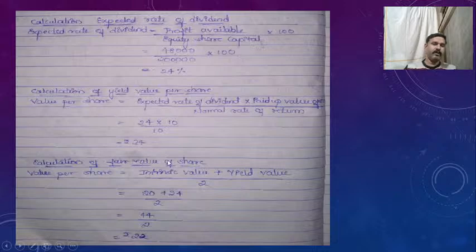Then calculation of fair value of share. Value per share equal to intrinsic value plus yield value divided by 2. 20 plus 24 divided by 2 equal to 22 rupees is the value per share according to fair value of share. So these are the 15 marks questions or problems which were solved in this session 2.